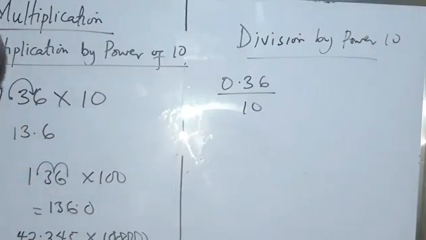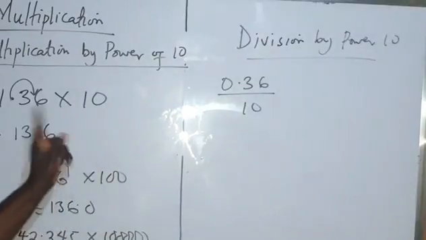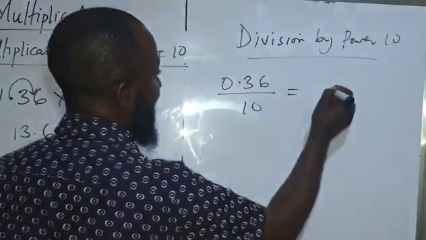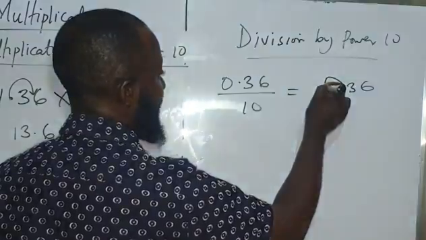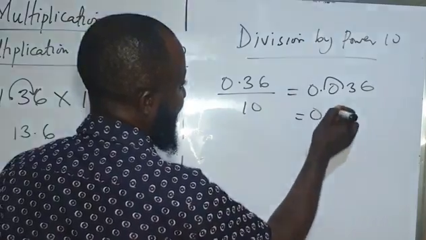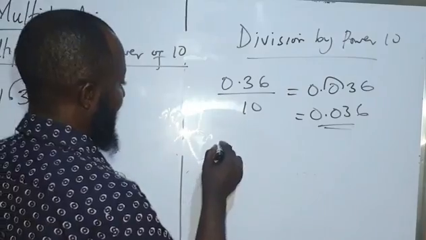You can see under multiplication, we move the decimal to the right, forward. So under division, you move it backward. So this means that 0.36 will then be, you move the decimal point 1 place. So you then put your 0. That gives you 0.036.